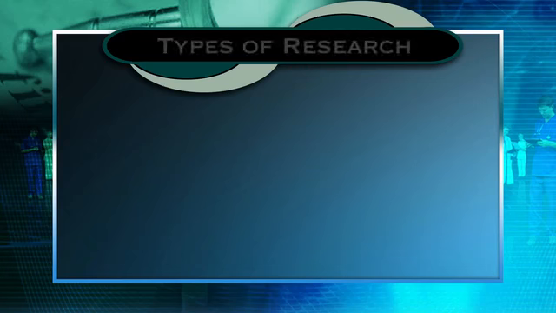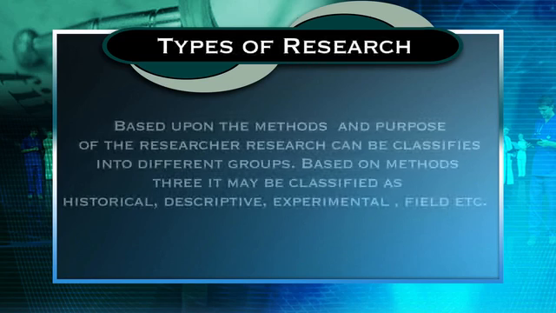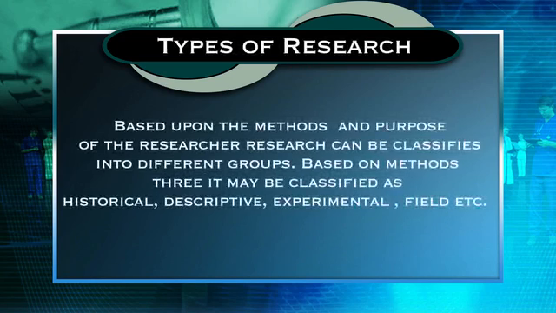Now let's have an idea about the types of research. Based upon the methods and purpose of research, research can be classified into different groups. It can be classified on the basis of the methods the researcher follows for conducting the research, and on the other hand, the purpose of research.